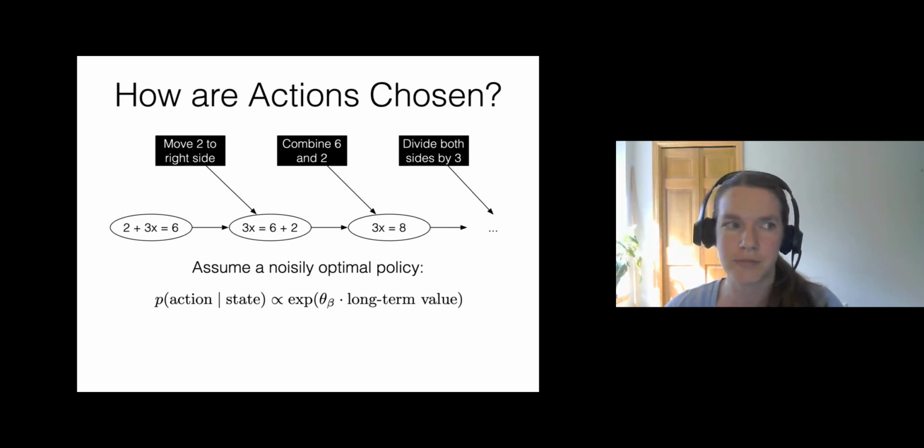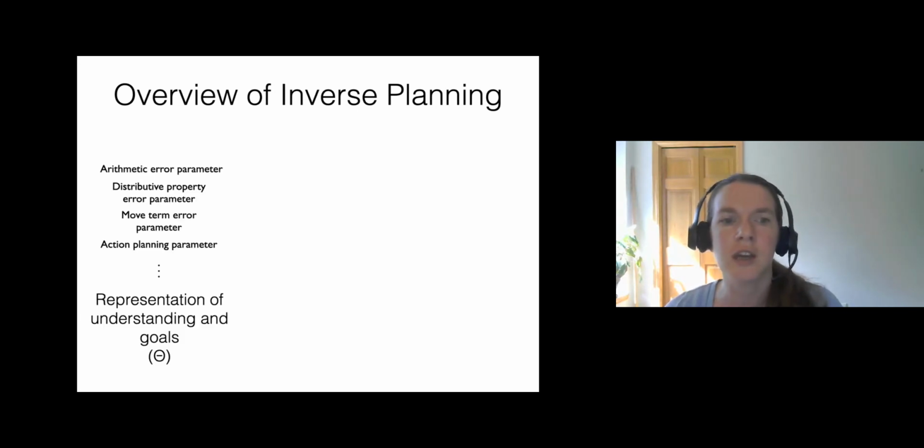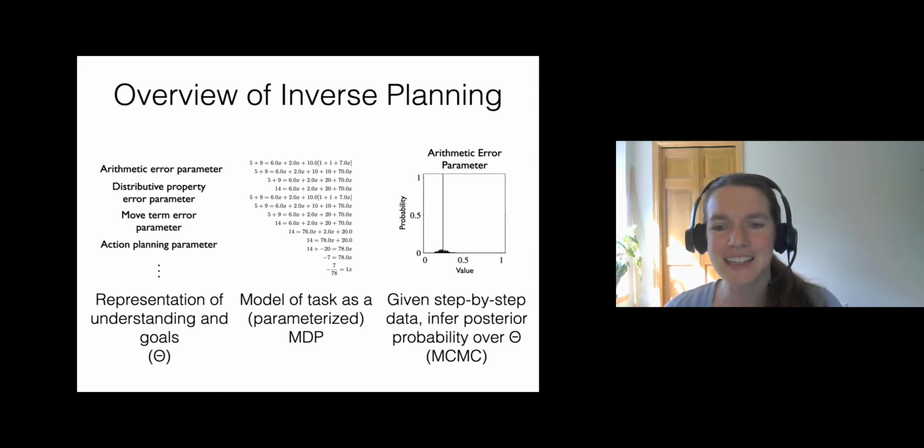So putting this all together, to give you the big picture of inverse planning, we represent understanding and goals in a particular domain using this space theta. We then have to model our task as a potentially parameterized MDP, and then given a step-by-step sequence of data, we infer a posterior probability over that theta using techniques like MCMC. So what does this look like?